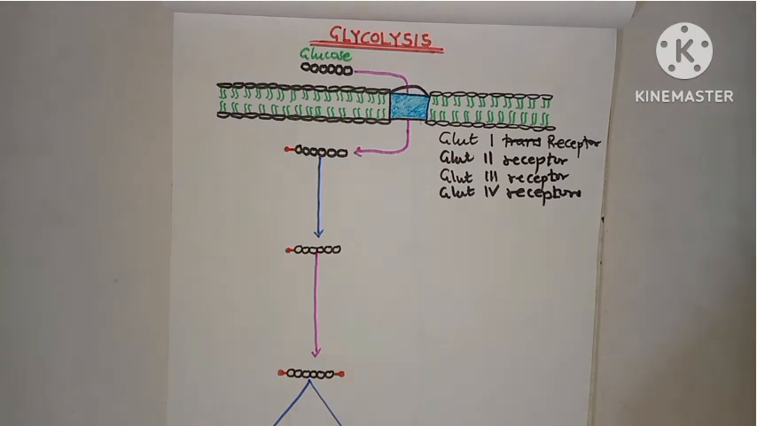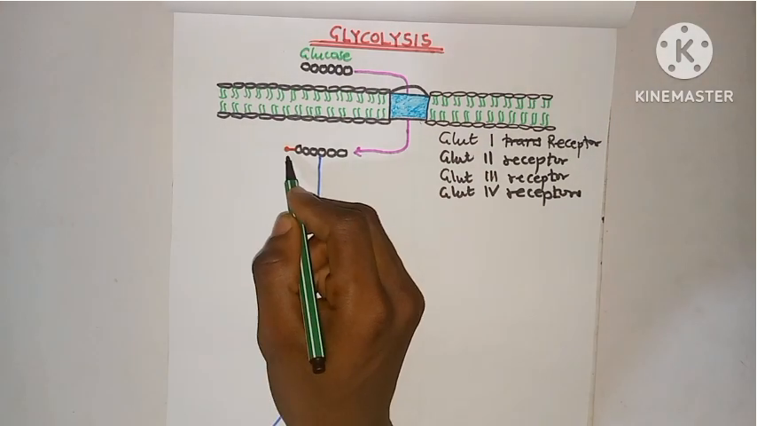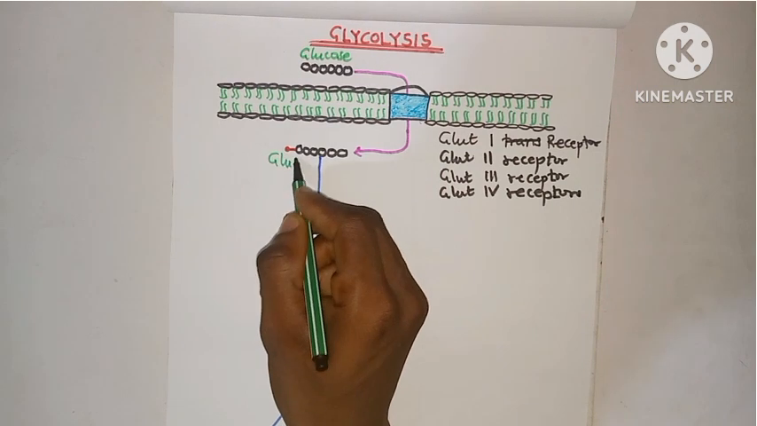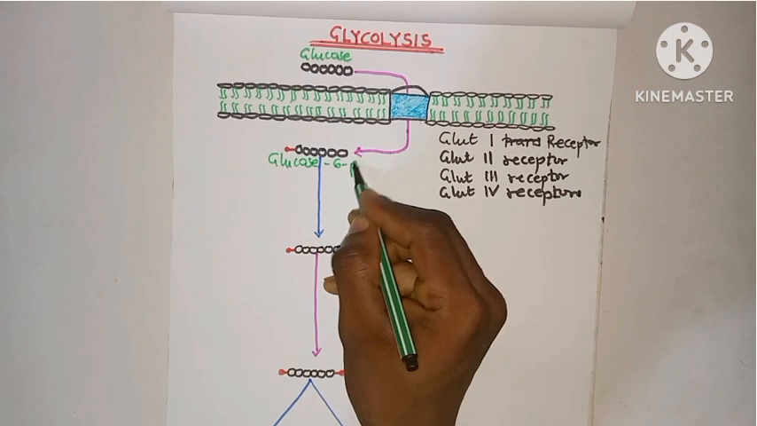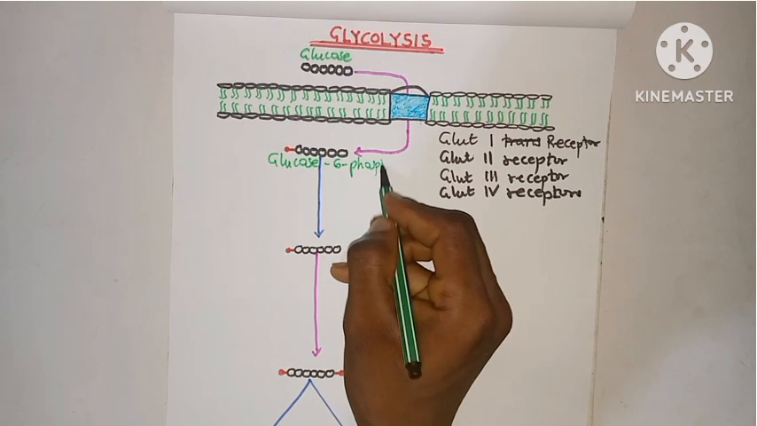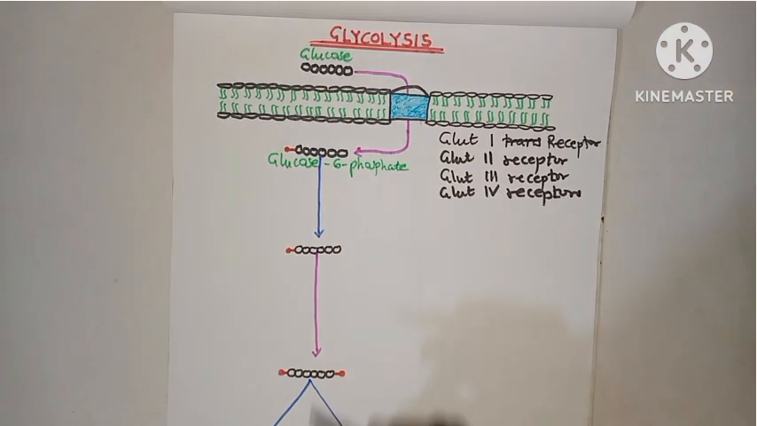Glucose 6 phosphate. Let me write that down. So we have glucose 6 phosphate. And this is done by an enzyme known as hexokinase 2 or glucokinase.